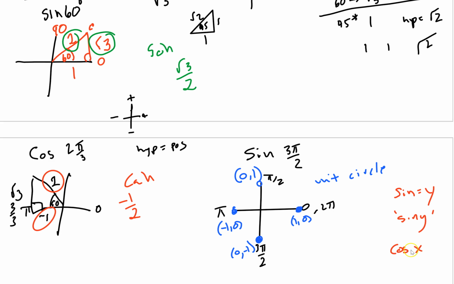And then cosine has to go with x. And then here's a general one that you actually do find on your formula sheet. Tan is sine over cosine, also known as siney over cosine x, so y over x. Right? Sine is y, cosine is x.